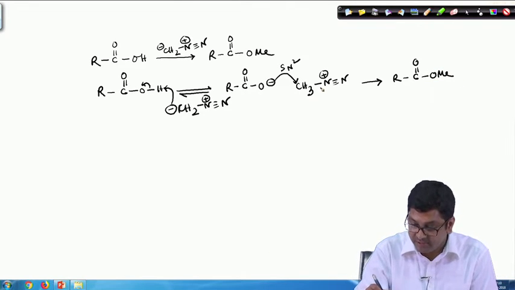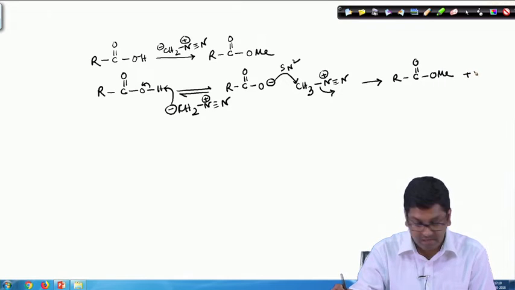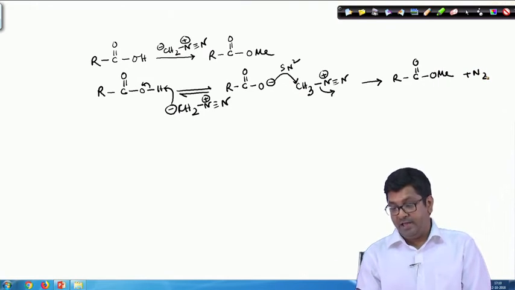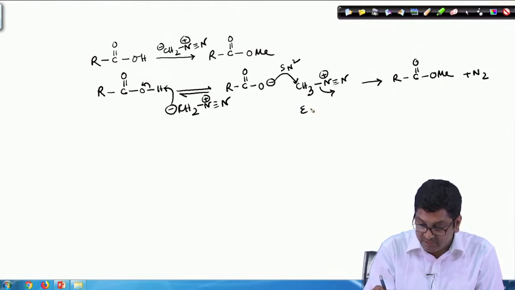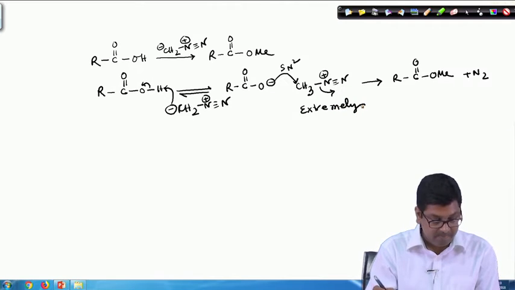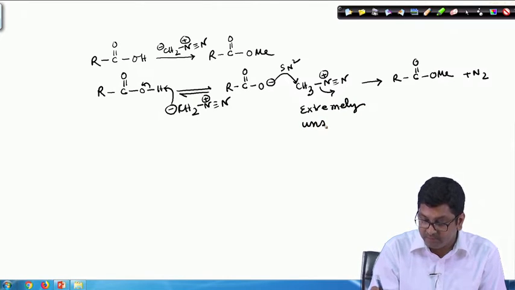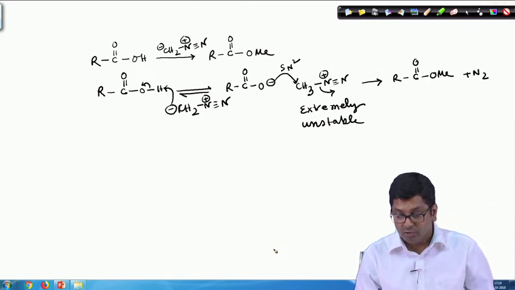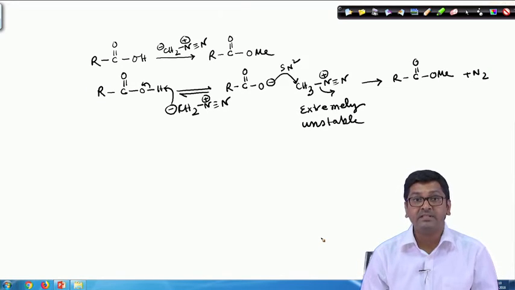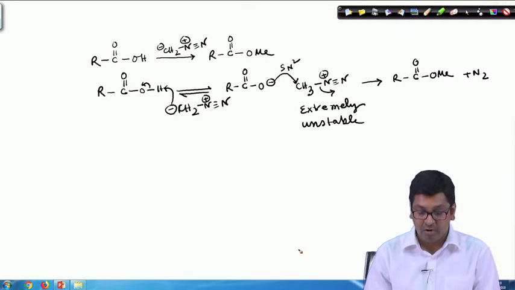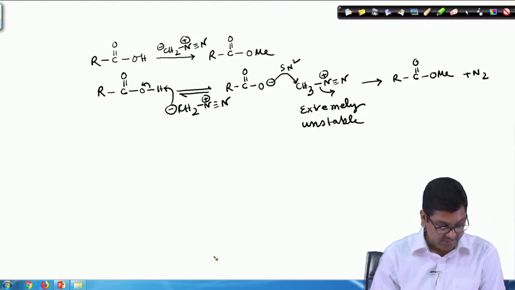Okay. And here this nitrogen will eliminate, and this compound is an extremely unstable compound. Okay. So, now in these reactions, this carboxylic acid in presence of diazomethane can generate the methyl ester of that corresponding carboxylic acid.